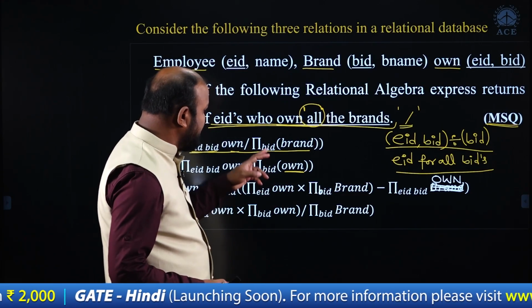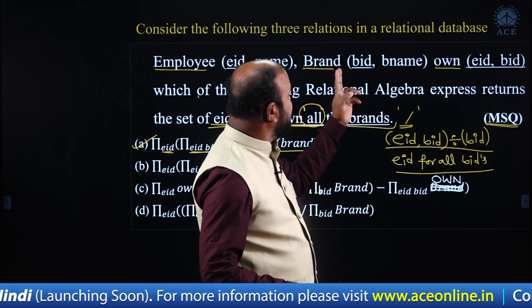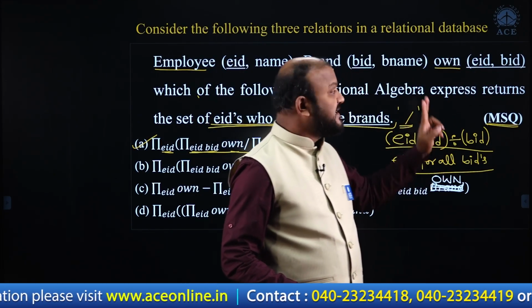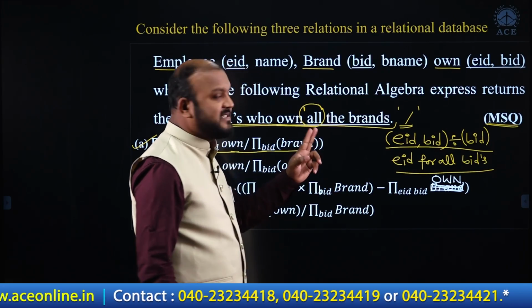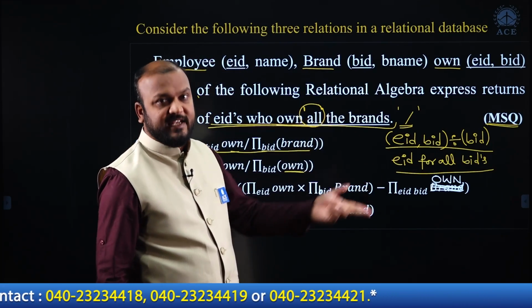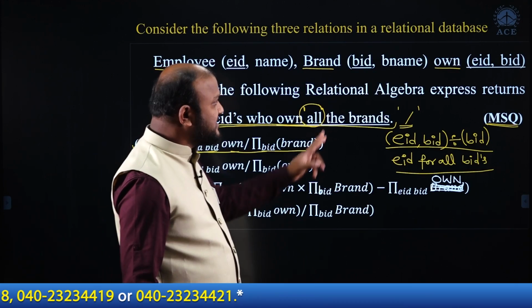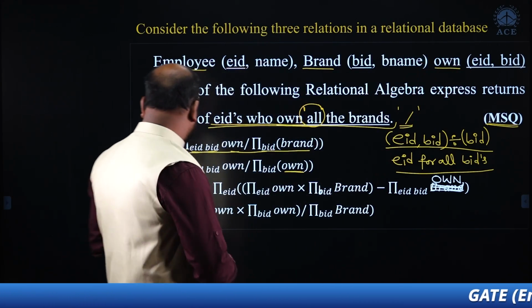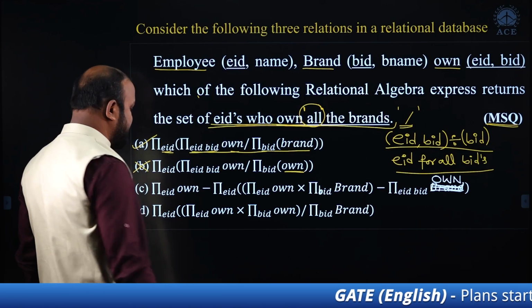Why? Because all brand details are there in the brand table, and which employee is owning which brand is there in the own table. Suppose there is some brand which is not owned by any employee. Then in such cases that brand is not in the own table, so it is not the correct output. That's why option B is incorrect.